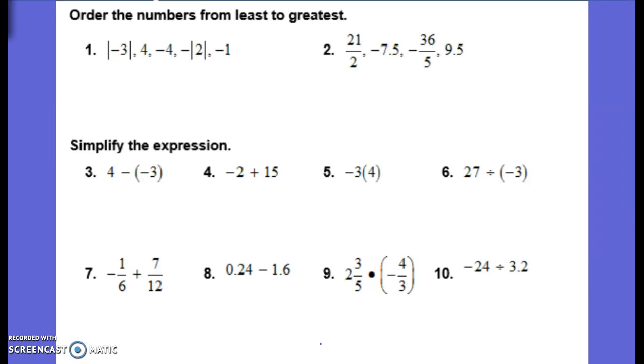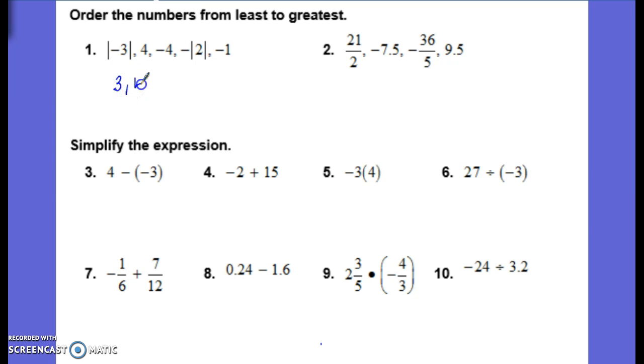Alright guys, so the first two problems, they order the numbers from least to greatest, so we're going to first have to change all the numbers into the same format before we can compare them. So here, if you look at these brackets, that is called the absolute value. Basically, the absolute value is how far away that number is from 0. So negative 3 is how many units away from 0? It's 3. So really, the absolute value of negative 3 is just 3.